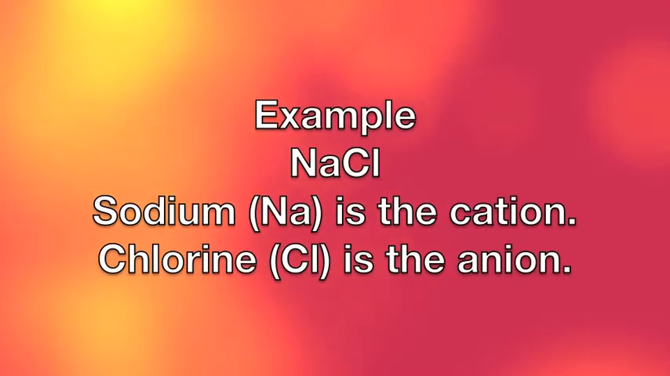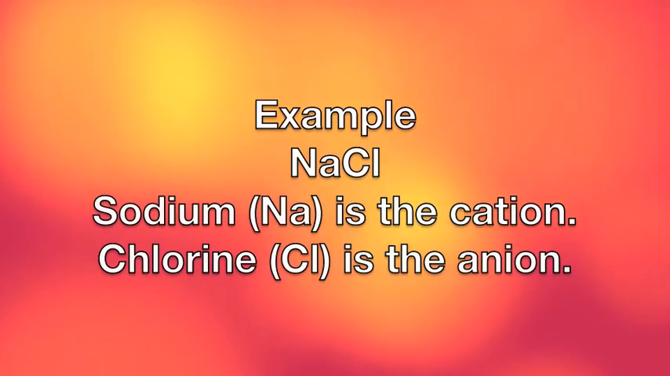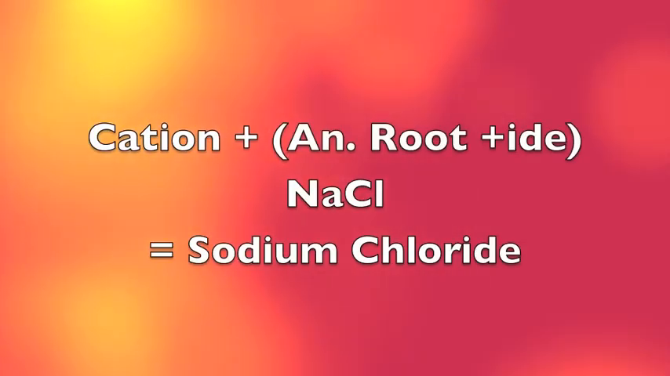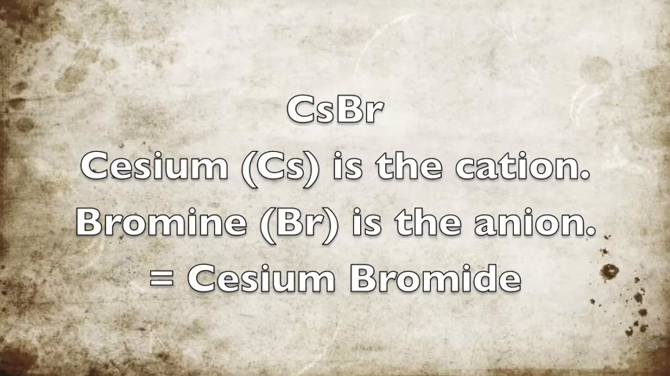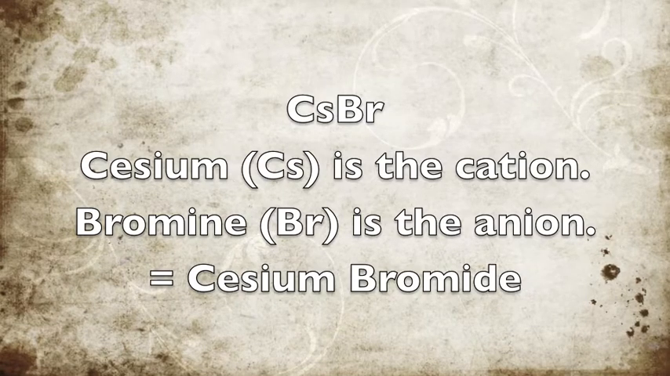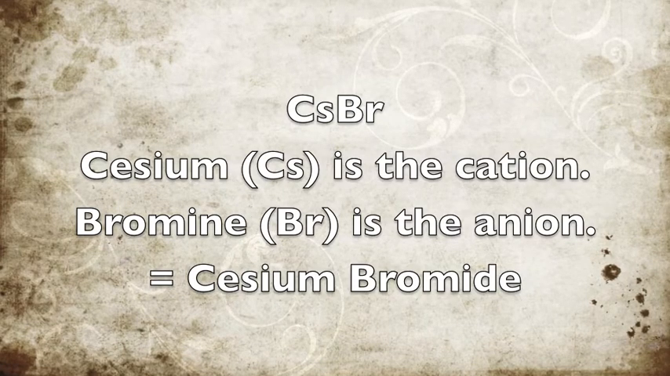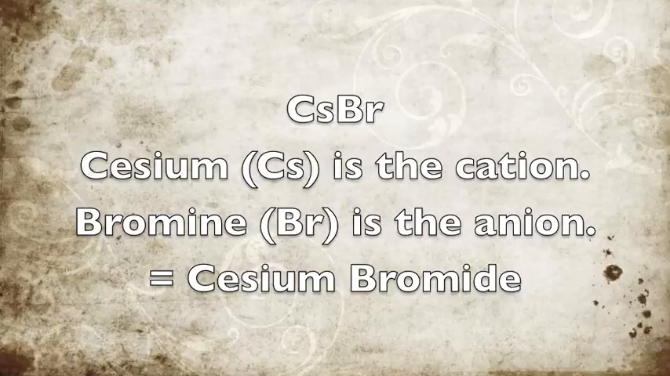In NaCl, the cation is Na, which is sodium. The anion is Cl, which is chlorine, so you keep the root and add "ide." Let's do another example. If you want a name for the elements Cs and Br, Cs, cesium, is the cation, and bromine is the anion. So together, this becomes cesium bromide.